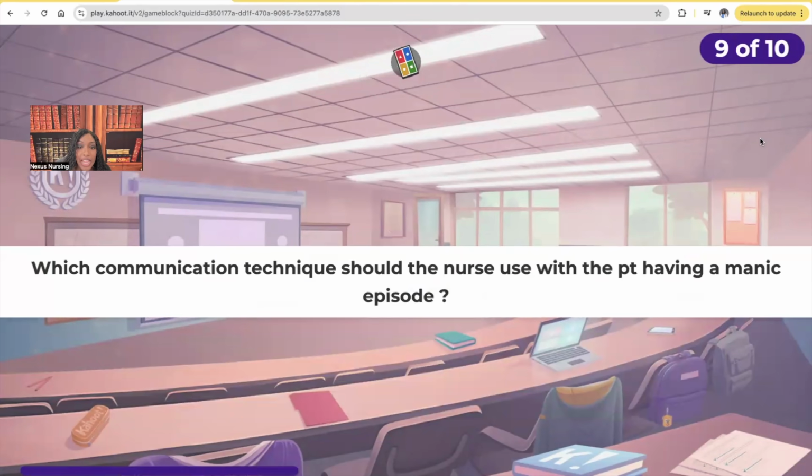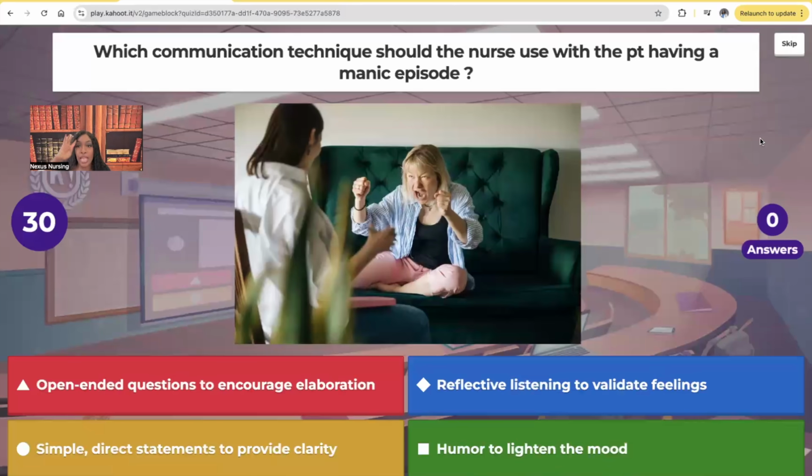All right, which communication technique should the nurse use with the patient having a manic episode? Here are your options. Open-ended questions to encourage elaboration, reflective listening to validate feelings, simple direct statements to provide clarity, humor to lighten the mood.